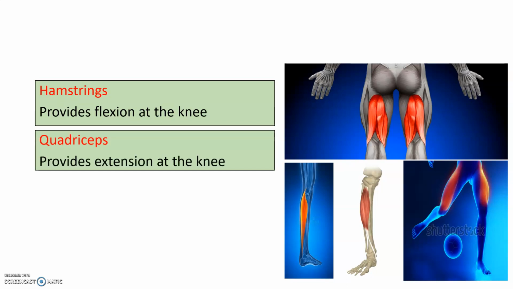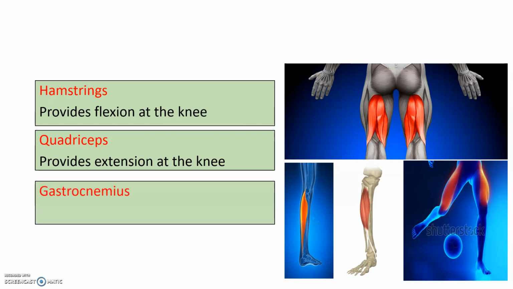These guys, you can see within the bottom right picture, four muscles within the thigh each. That's what quad comes from, Latin. And this provides extension at the knee. So we're opening that angle within the knee joint.